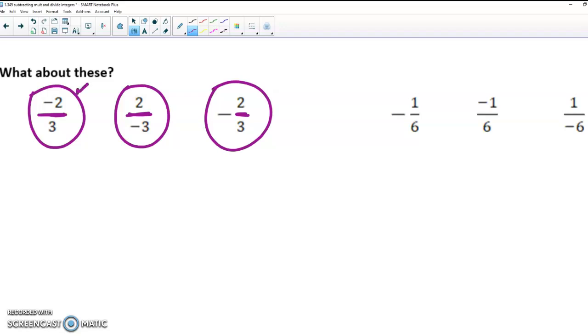If I look at this first one, I'm doing division. I know that I have one negative and one positive, so it's going to be a negative answer, and 2 divided by 3 is 2/3.